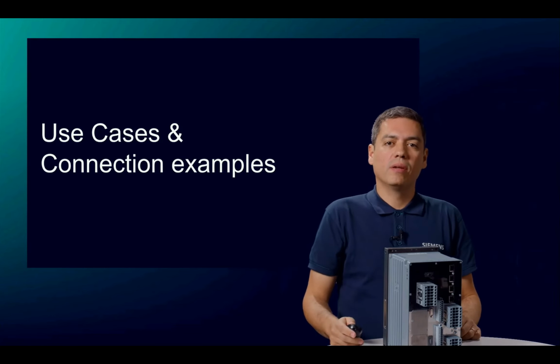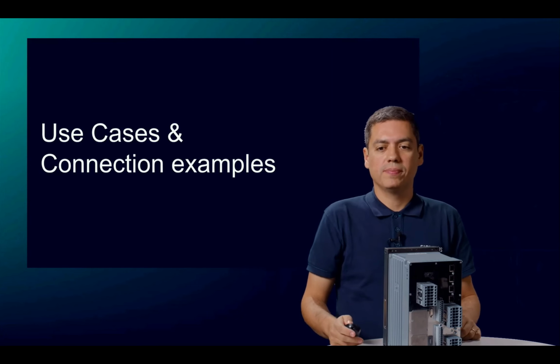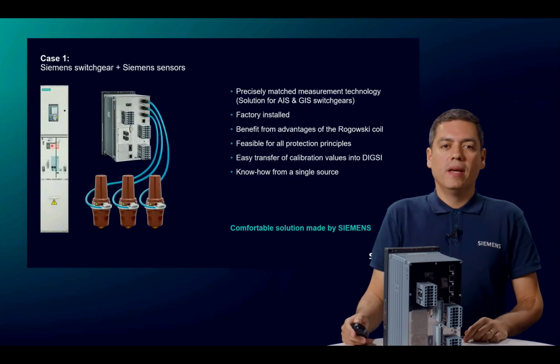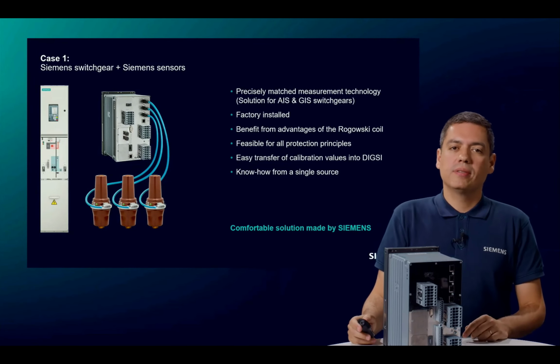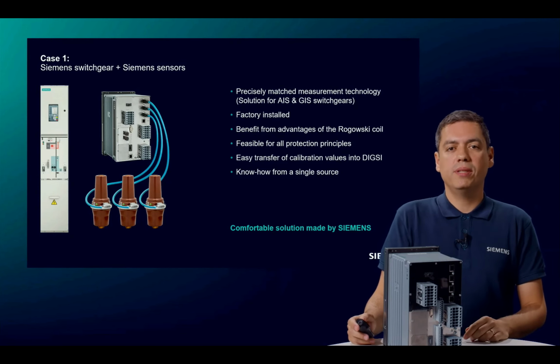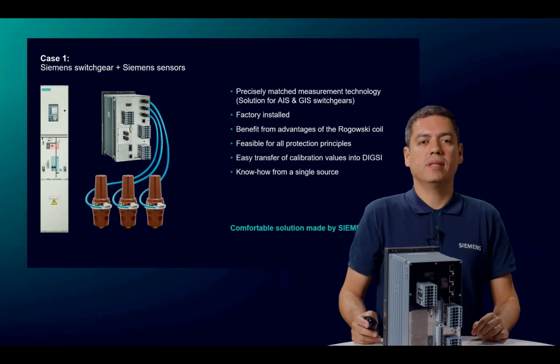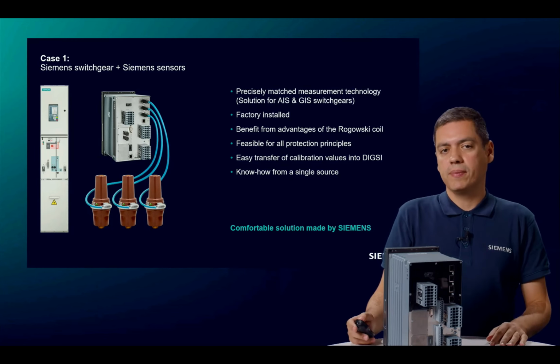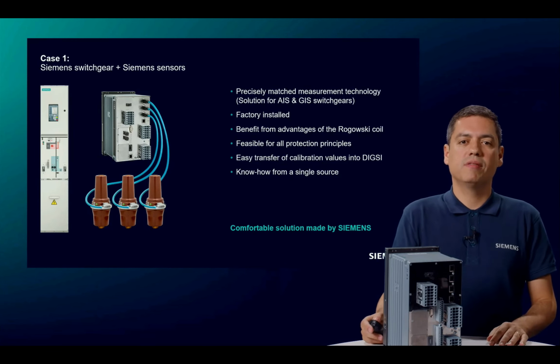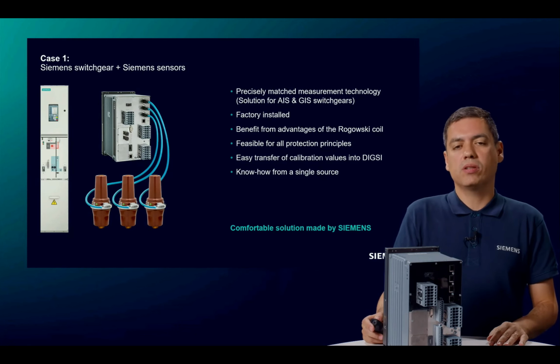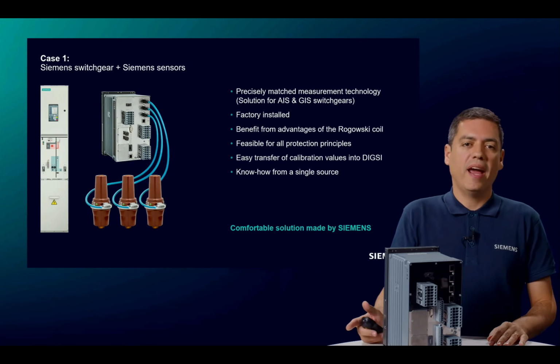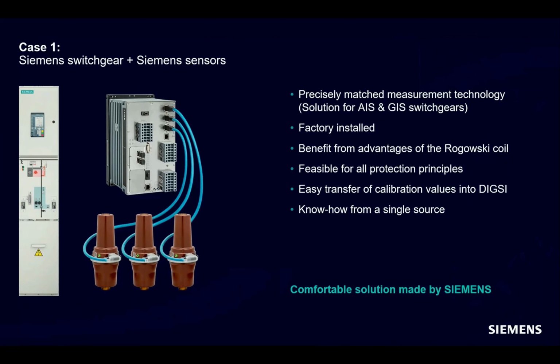Now, let's take a look at 3 examples. Case 1 is, of course, our favorite as a Siemens solution. You opt for a Siemens switchgear with Siemens sensors. That means the SI bushing. In this case, you will receive precisely coordinated measurement technology, whether in air or gas insulated switchgear.